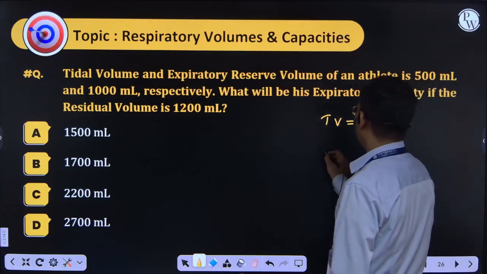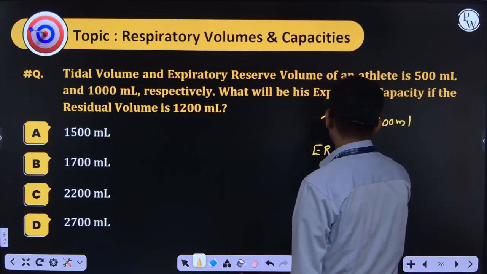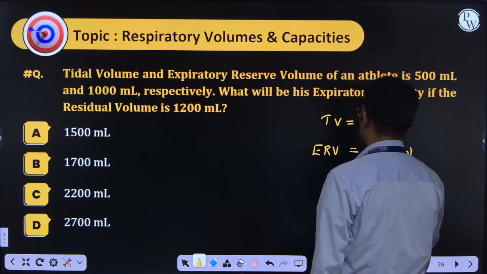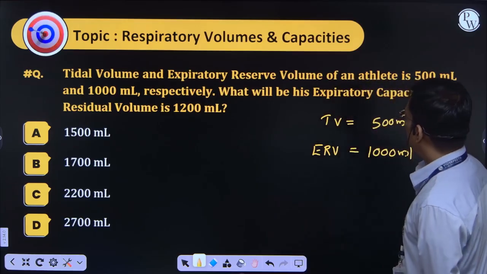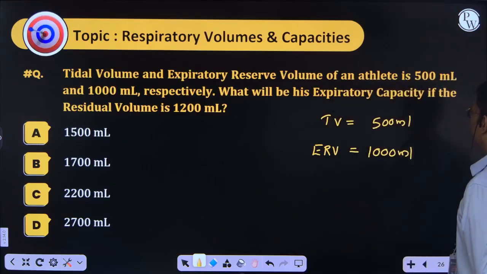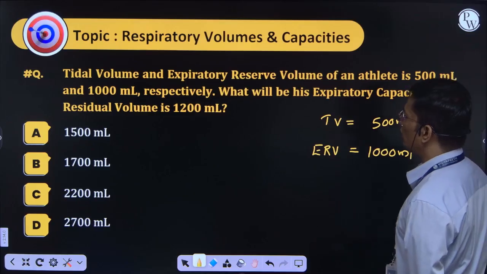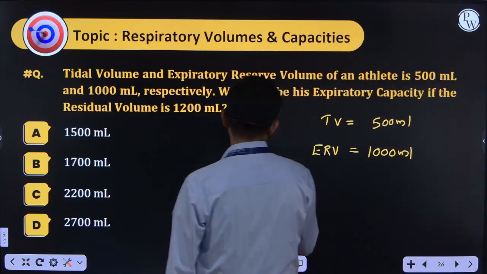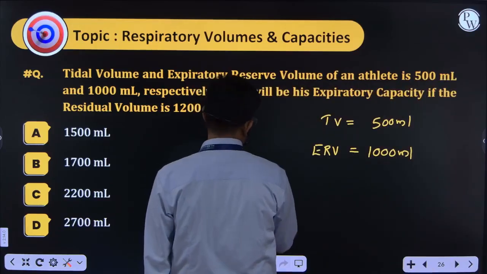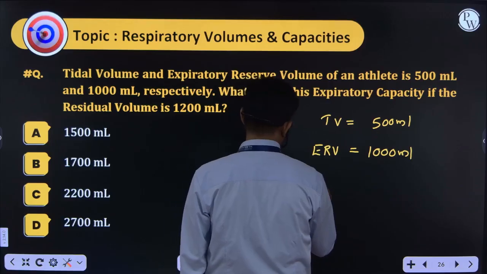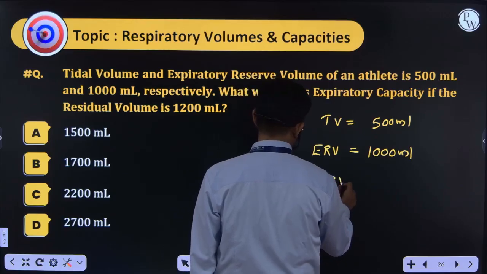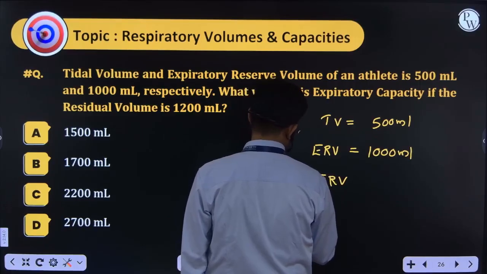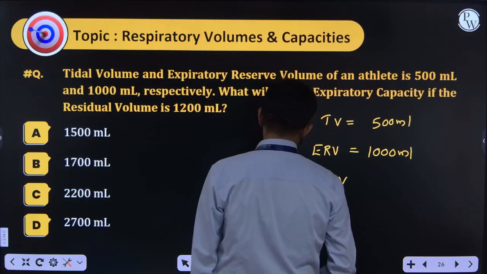Expiratory reserve volume is given. Expiratory reserve volume is 1000 ml. What will be his expiratory capacity if the residual volume is 1200? How will we measure expiratory capacity? Expiratory capacity is equal to tidal volume plus expiratory reserve volume. So tidal volume is given 500 plus 1000. Clear?